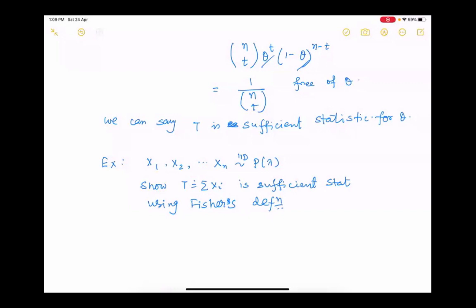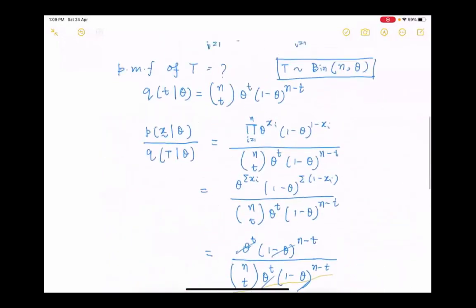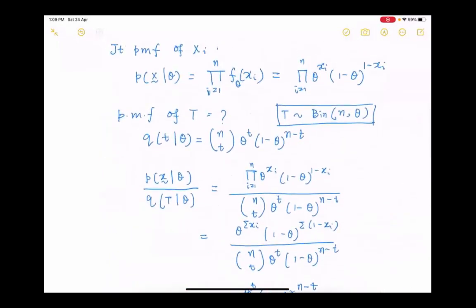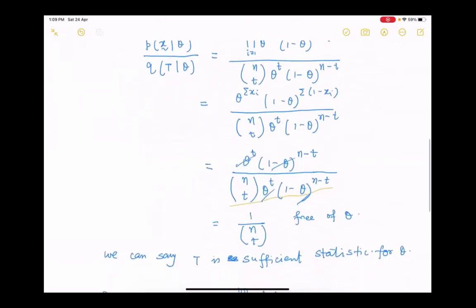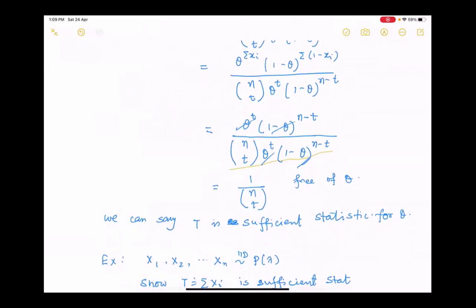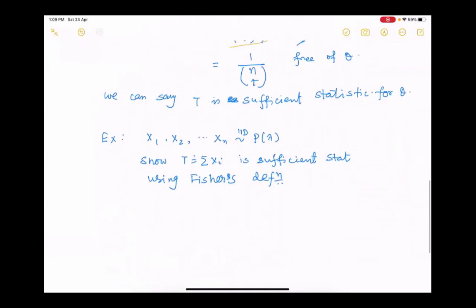But what I'm trying to say is that you figure out the joint PMF of the Poisson, and you already know that the PMF of T for Poisson will be Poisson(n lambda). So you put it in the denominator, and things will cancel out, and you will see that what is left is only a function of n and t, only data, and lambda will not be involved. And that's how you can show that T is a sufficient statistic.